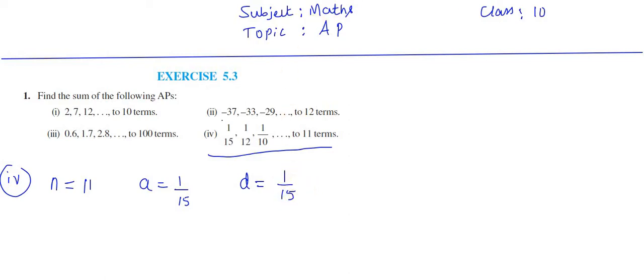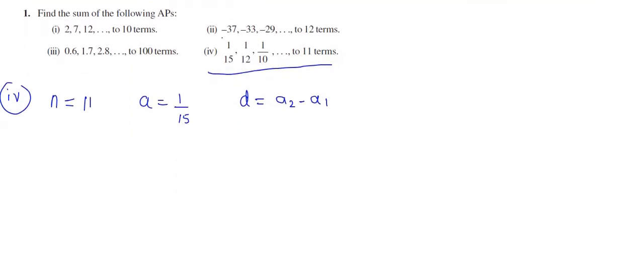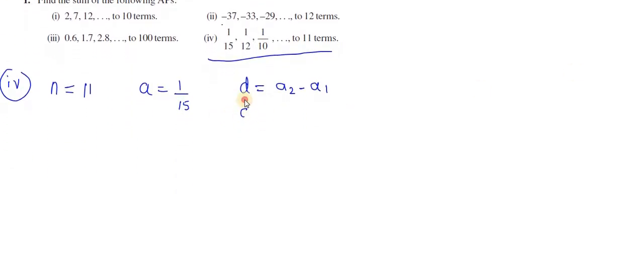Oh, sorry, not 1 over 15. So d is equal to, we know that a2 minus a1. So we know that a2 minus a1. What is a2? In this, a2 is nothing but this one, 1 over 12. 1 over 12 minus a1, which is 1 over 15. Now see here, we need to subtract this.